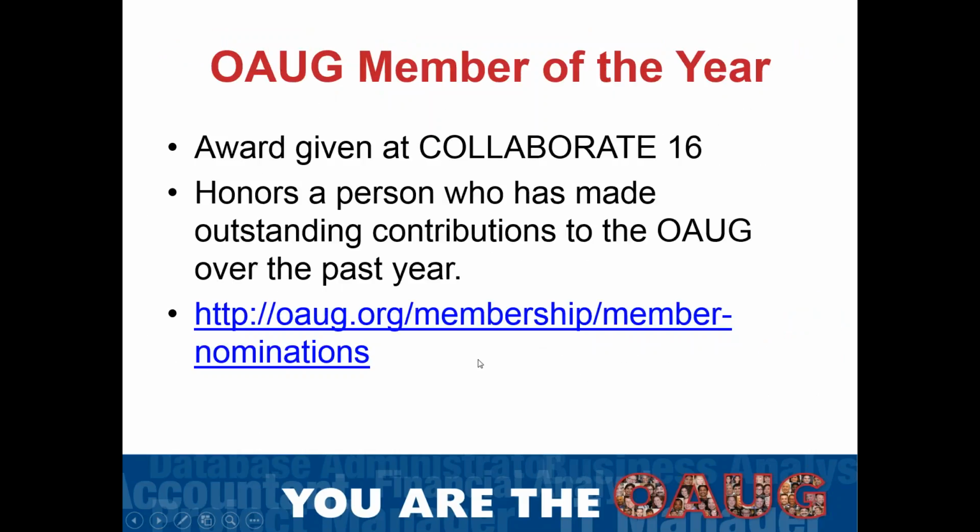Now, you have a chance to help us award some special people coming up at Collaborate in the spring. Each year, the Member of the Year recognizes a person who has made an outstanding contribution to the OAUG over the past year. There's a nomination form on the OAUG website, and I would encourage you to take a minute and nominate someone who you think has done something special. Last year's winner was Andrew Snyder, who runs the Atlanta OAUG Geographic Group. So if you're involved in a GEO or a SIG, or if you know someone who is an active member that should be recognized, please fill out the nomination form.